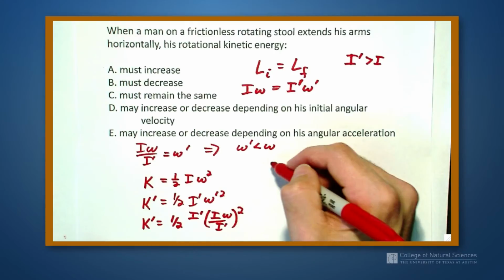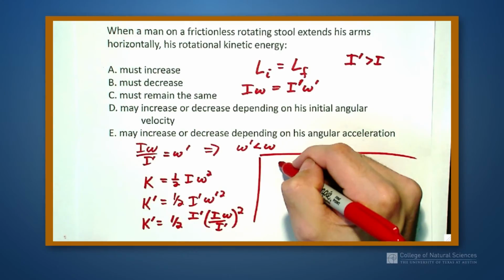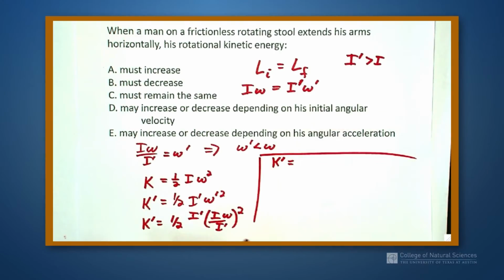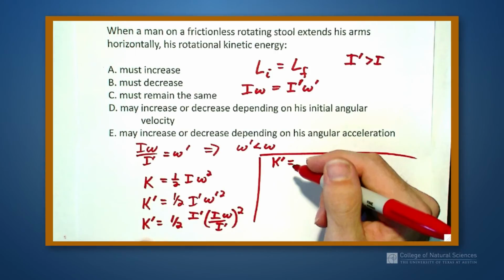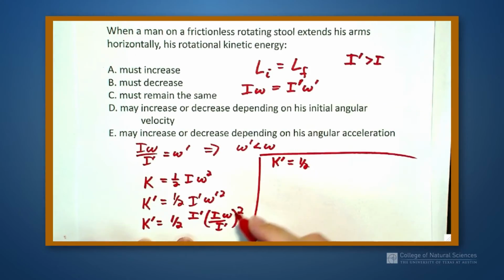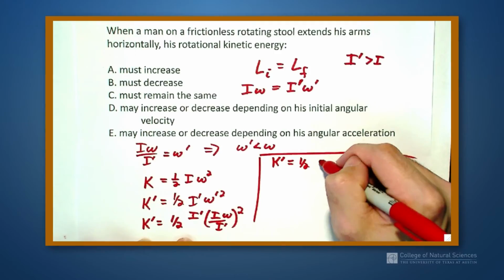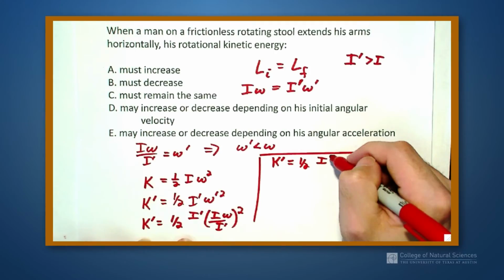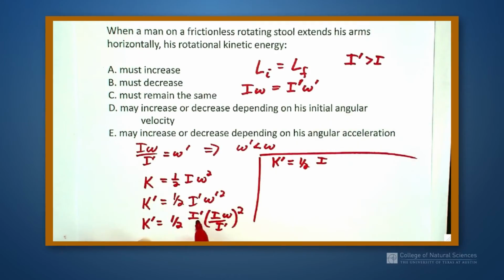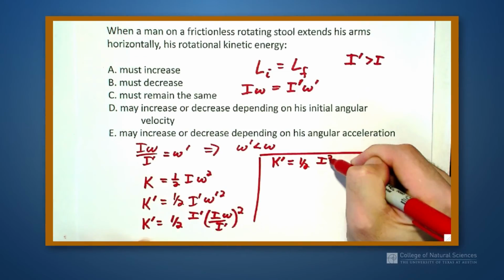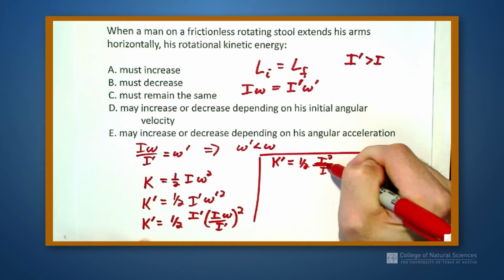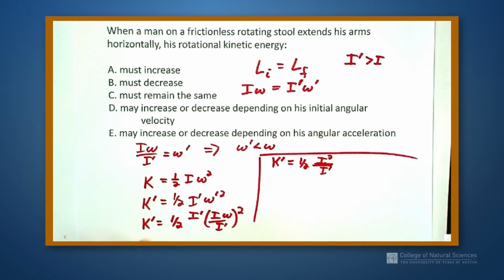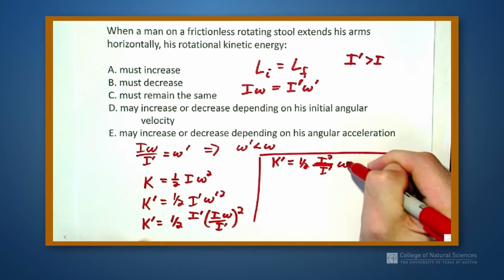So when I rewrite this equation, I get that my primed kinetic energy, my final kinetic energy, is going to be 1/2 I squared over I prime, right? I have I prime here, two I primes down there, so I get an I prime on the bottom, I squared on top, and omega squared on top.